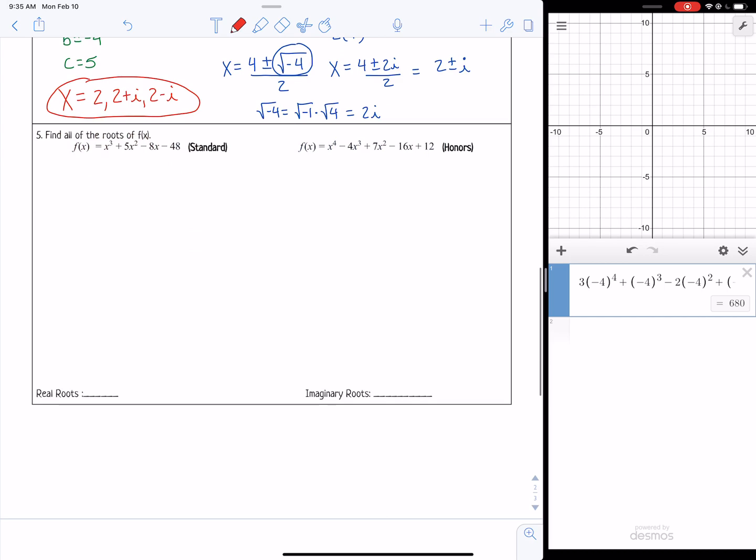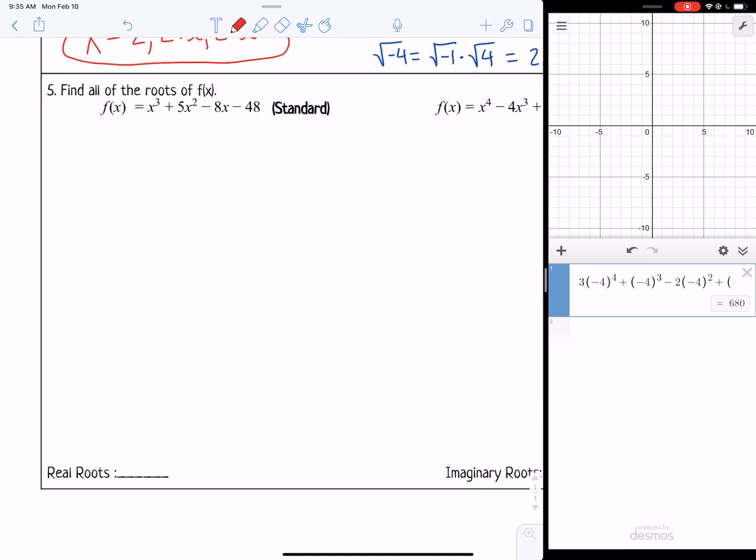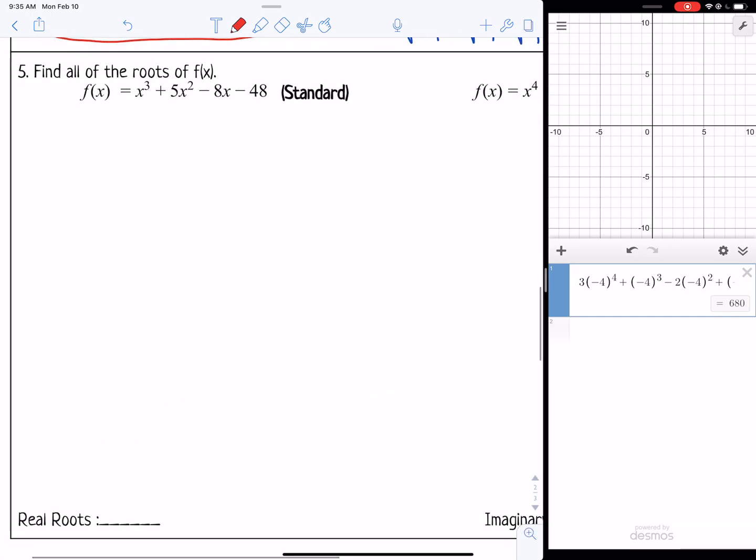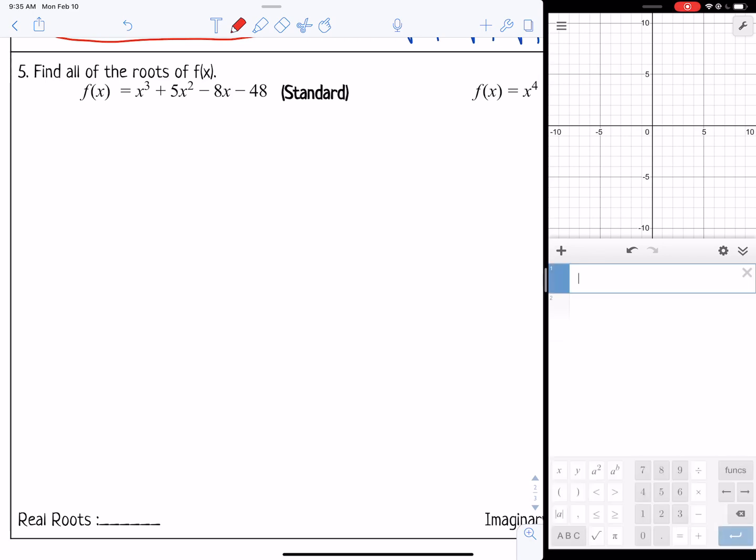For number 5, we're going to have 2 separate versions, one for standard and one for honors. So for standard, you have a cubic function. And if you're in honors, you can fast forward this video to get to your problem.